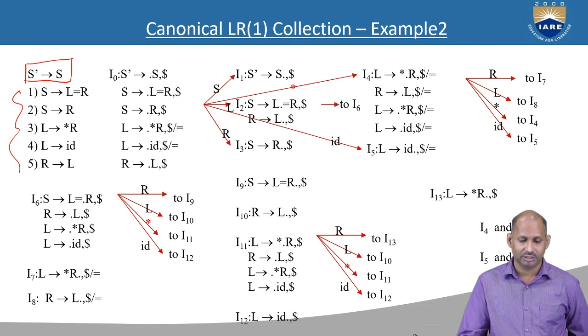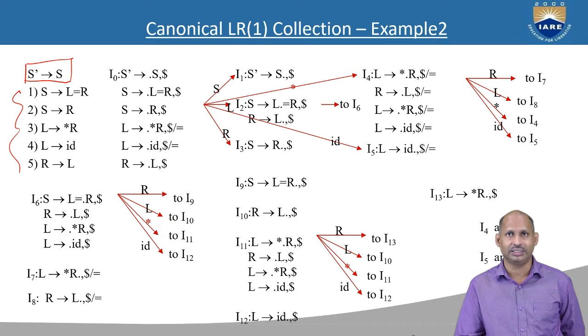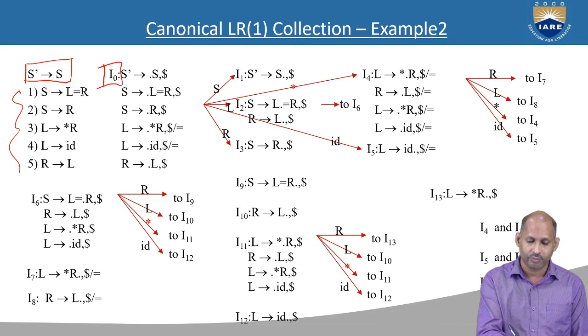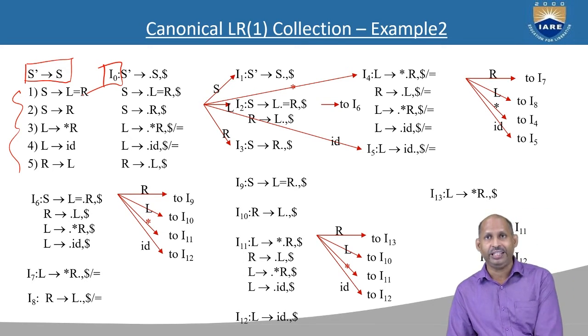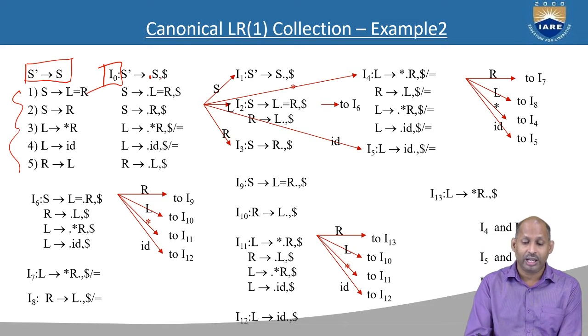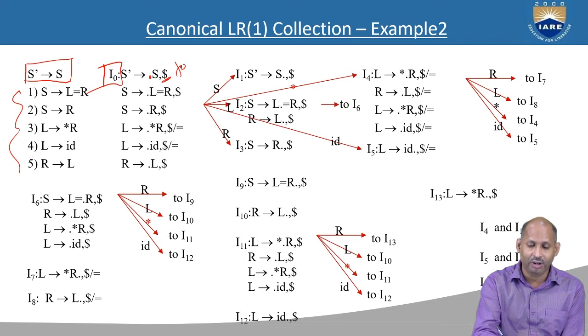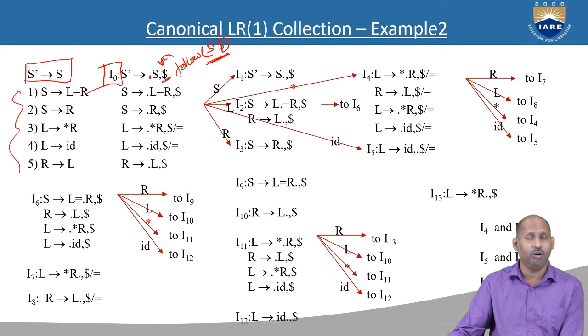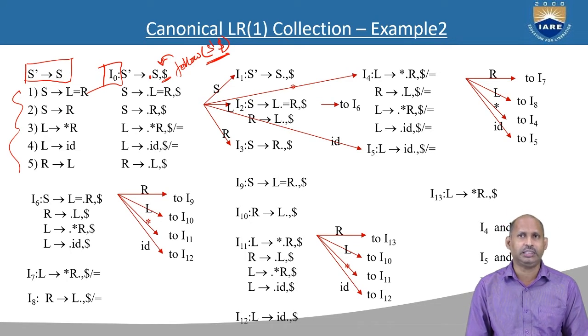Add the special production S' → .S. Now, for the first I0 group, S' → .S. To find the lookahead symbol, we have to consider follow of S', which results in the dollar sign. Remember that it will always be the dollar sign.